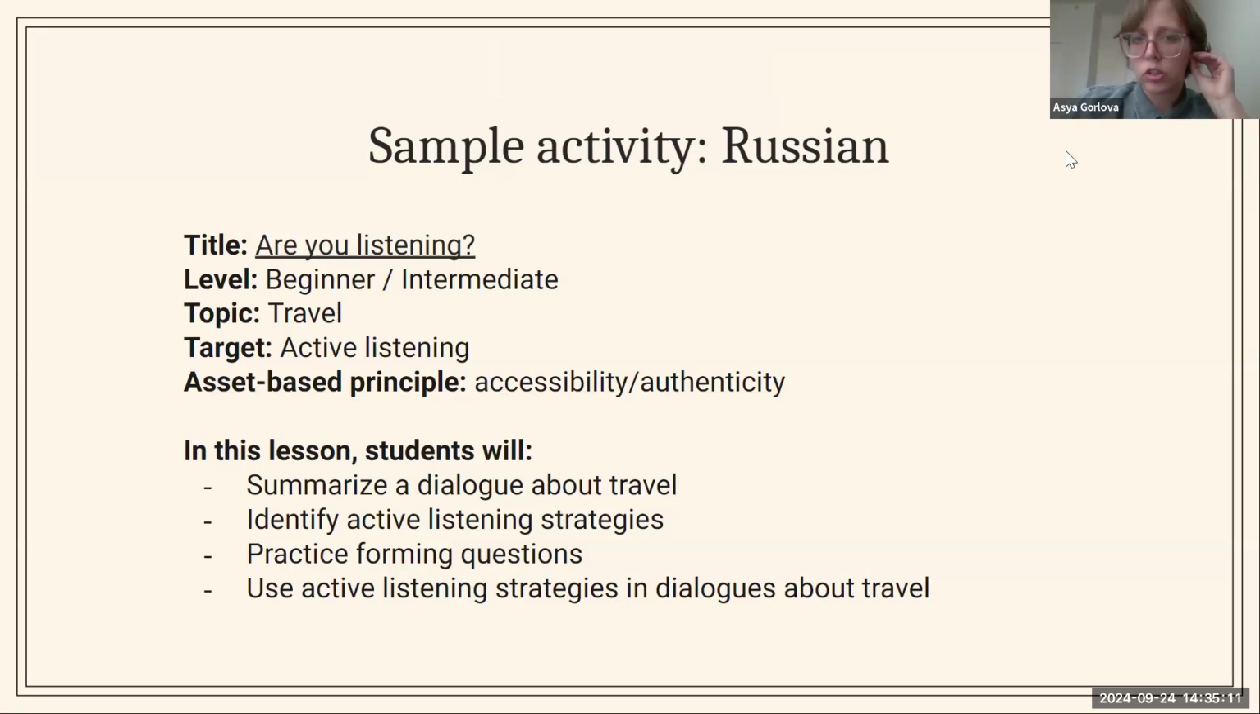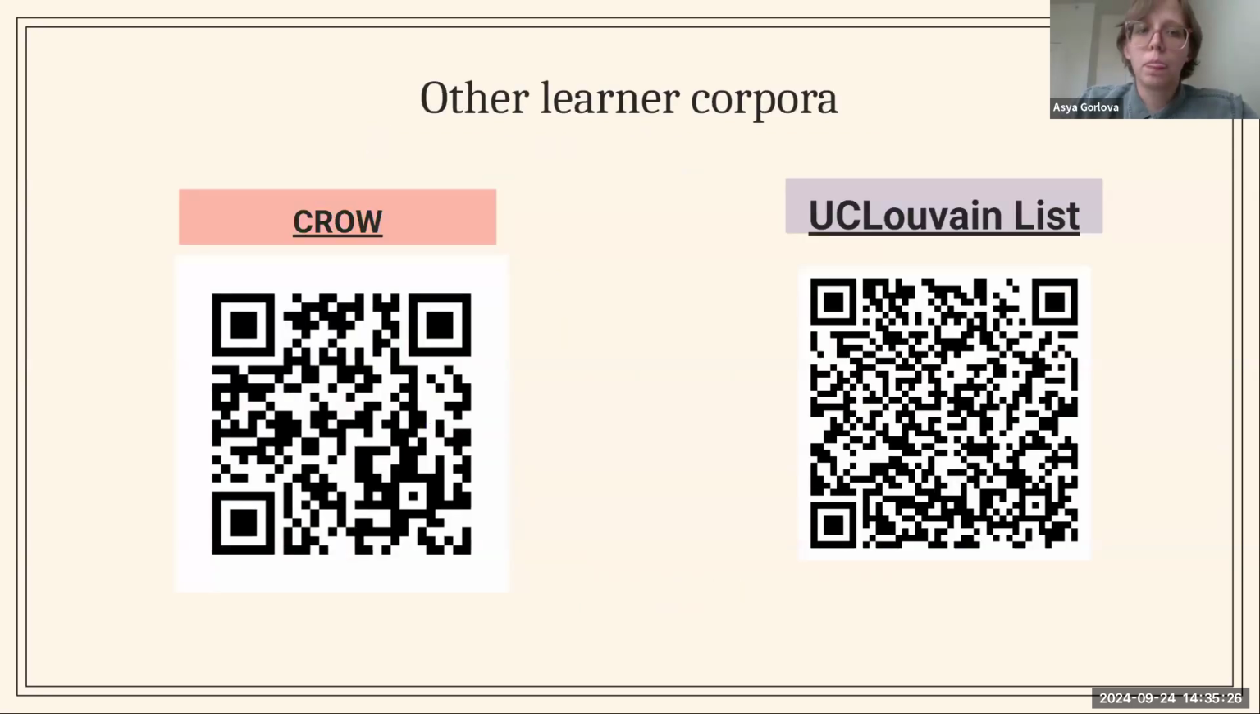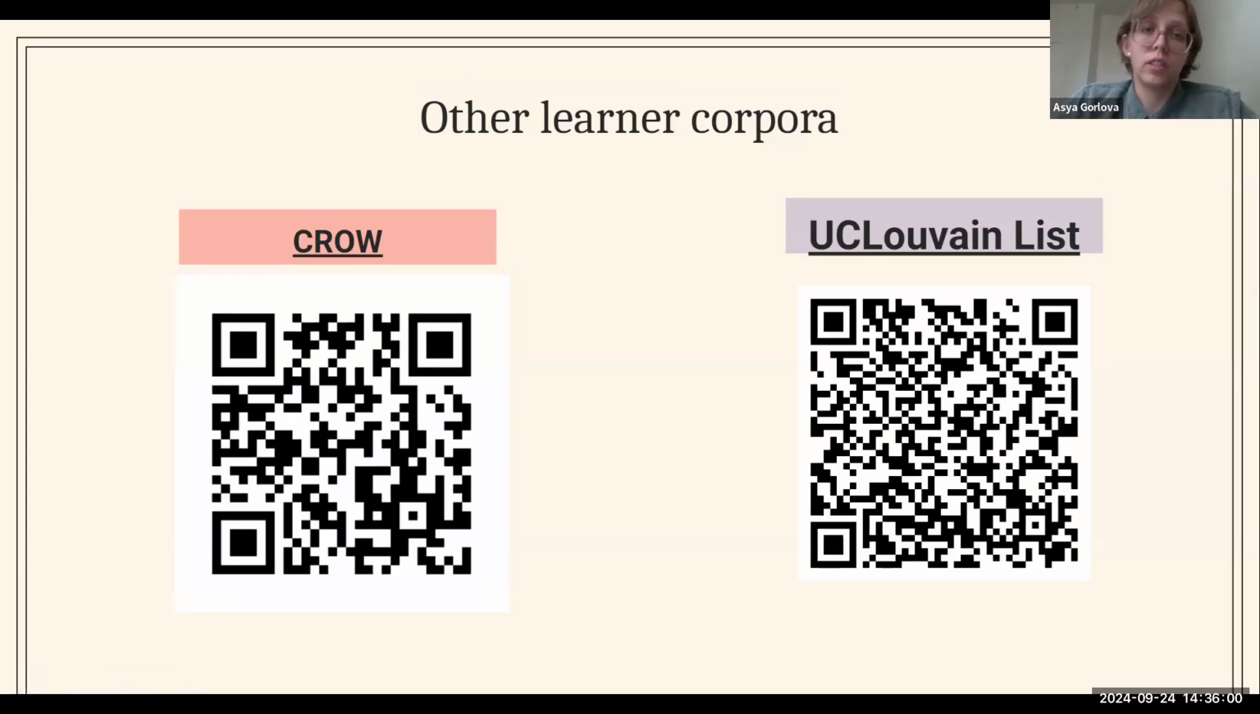So those are the two activities that we wanted to show, mainly because they're pretty recent in our development, and also we feel like they showcase our asset-based approach. If you don't want to work with Russian, there are other learner corpora that you can use, and you can draw on our principles to do it. You can check out the CROW, which is the corpus also based here at the University of Arizona that Shelley mentioned. And there is also a list of learner corpora where you can find a corpus that maybe suits your needs, or you find accessible. And I think that is it.